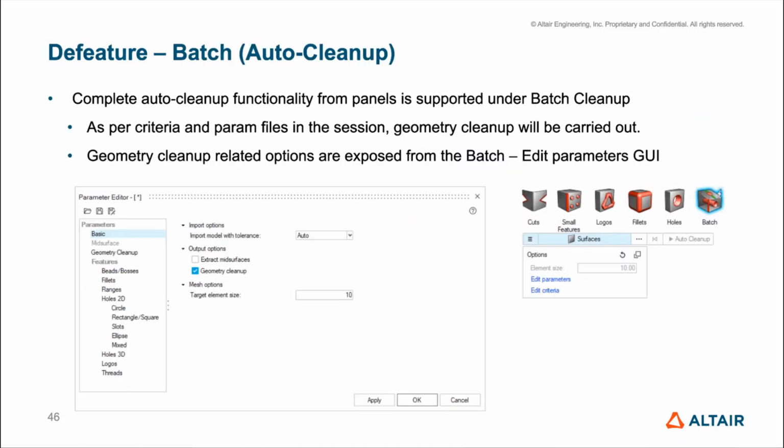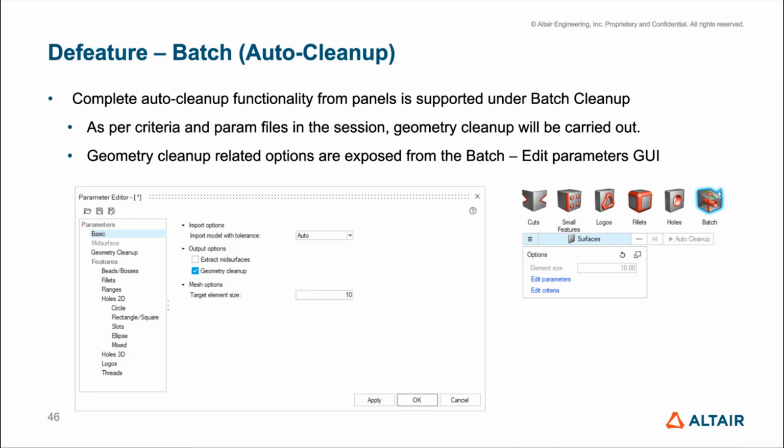Another tool that we migrated from a panel is what we call an auto cleanup. Under the batch tool for defeaturing, we had only a few options that were supported before, and we were missing the auto cleanup functionality to be migrated to panel. Now, by migrating it completely to the batch tool, you can give criteria and param files in that session, and the geometry cleanup will be carried out based off that.